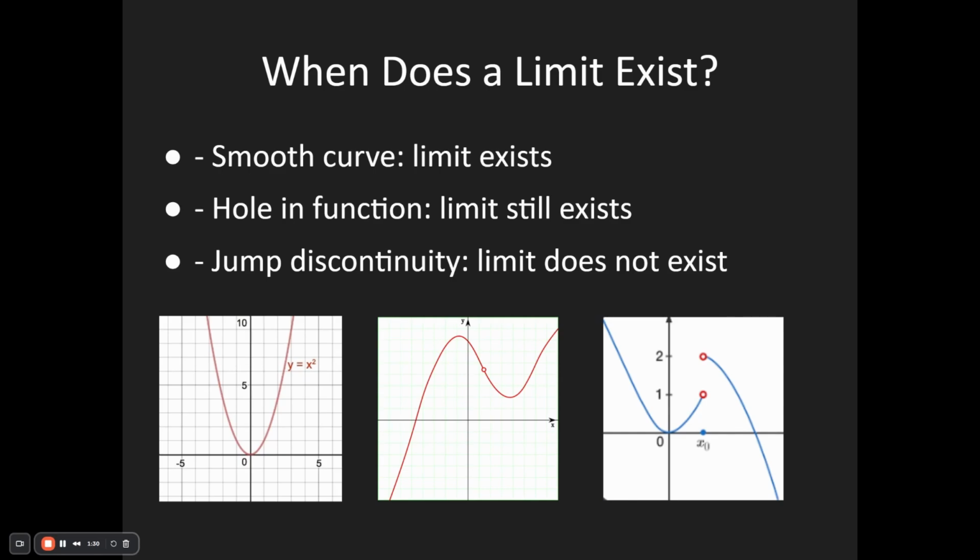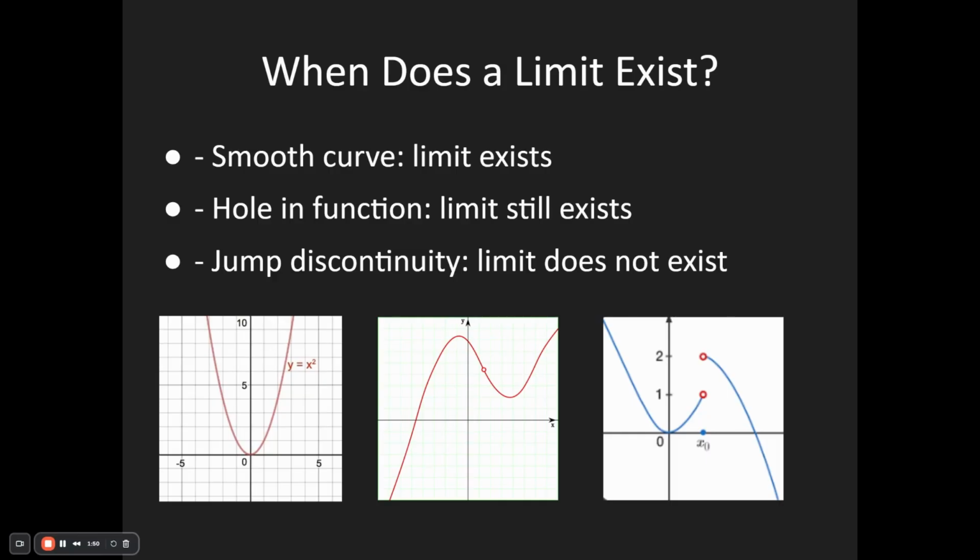So when does a limit exist? There are three main cases you should know. If a curve is smooth at that point, then the limit exists and equals the actual function value. If there's a hole in the graph at that point, the function may not be defined there, but the limit can still exist if both sides approach the same value.